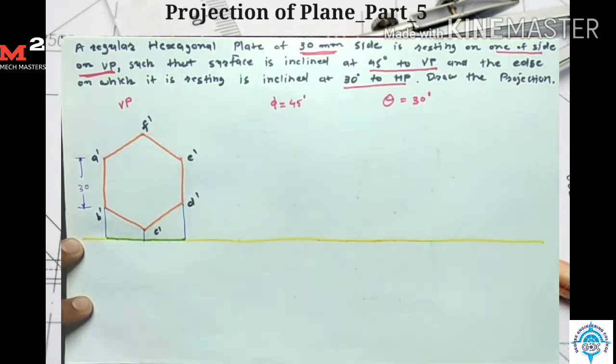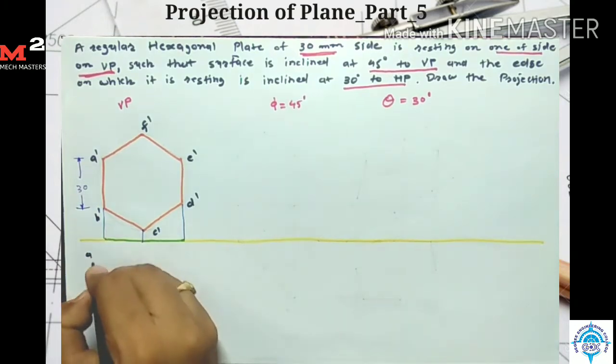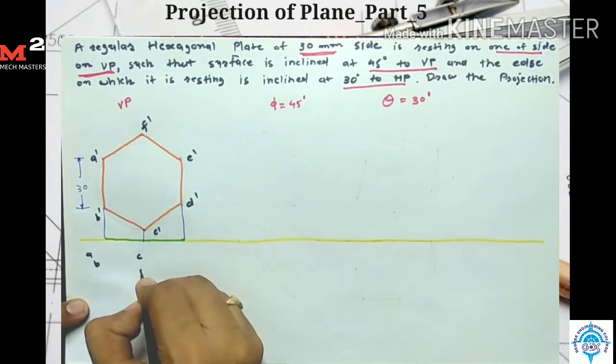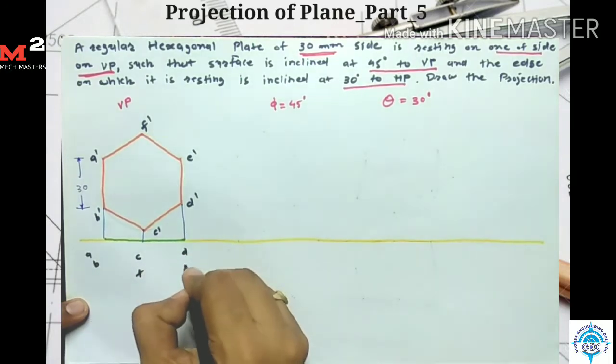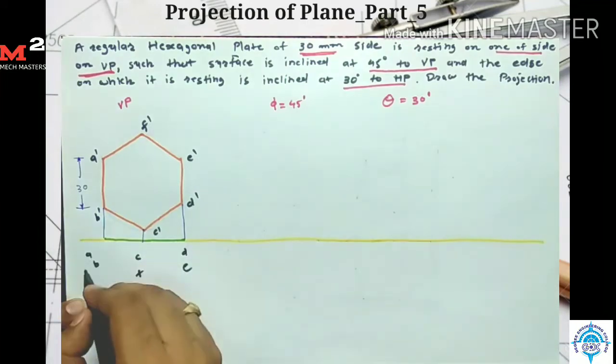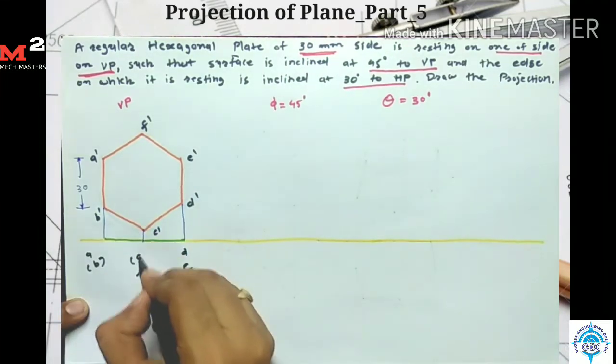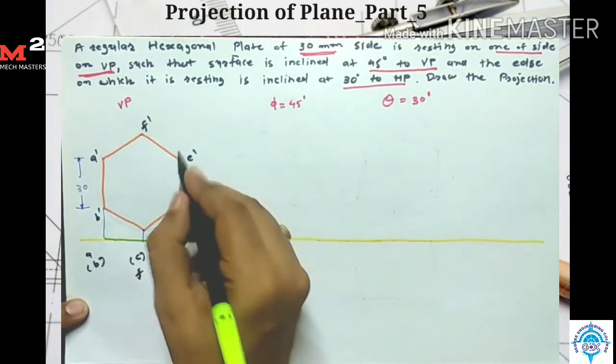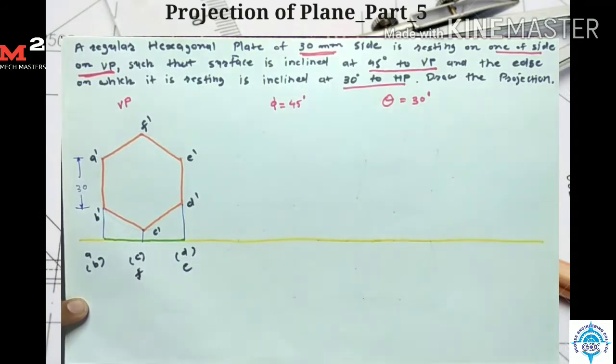The plane is resting on the vertical plane, so in the horizontal plane it appears as a line. I give the names here A, B, C, F and D, E. If I see from the top, then point B is hidden, point C is hidden and point D is hidden. In this way I complete my first stage.